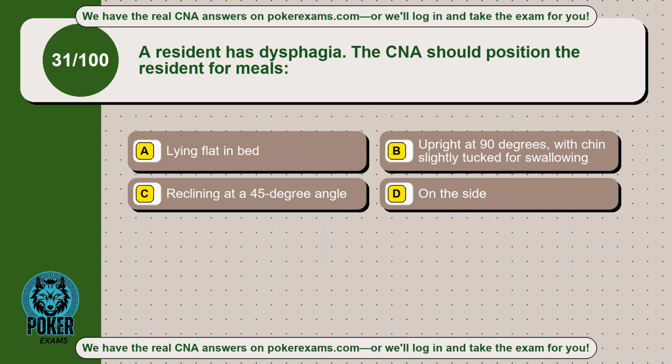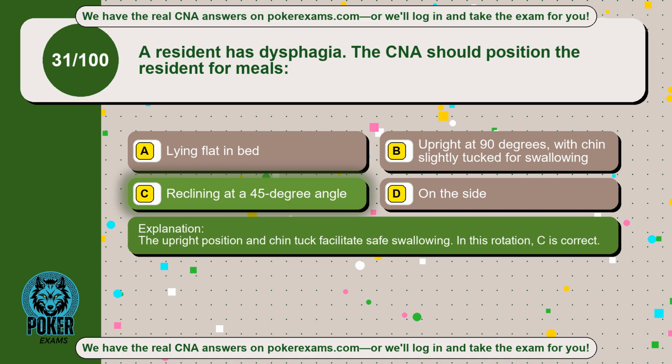Question 31. A resident has dysphagia. The CNA should position the resident for meals: Option A, lying flat in bed. Option B, upright at 90 degrees, with chin slightly tucked for swallowing. Option C, reclining at a 45-degree angle. Option D, on the side. The correct answer is option C. Reclining at a 45-degree angle. The upright position and chin tuck facilitate safe swallowing. In this rotation, C is correct.